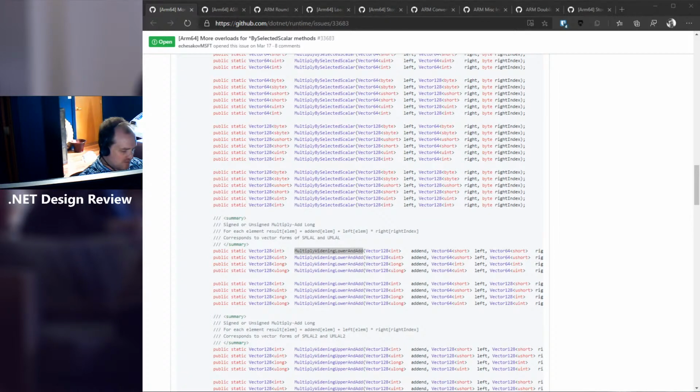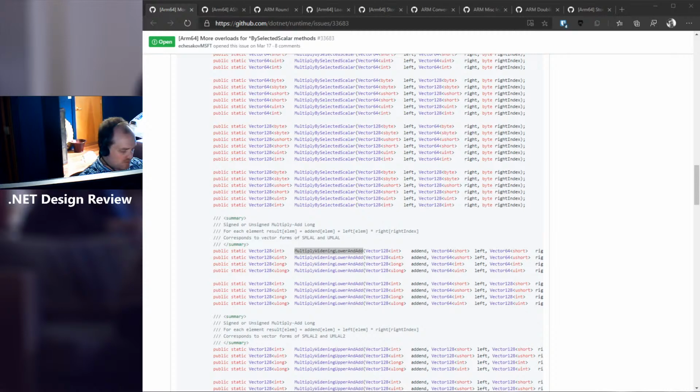The question was, where does the by select go in that long name? At the end and middle. Yeah. Yes. The answer is yes. The question applies to every API that follows that. Right. Yes.